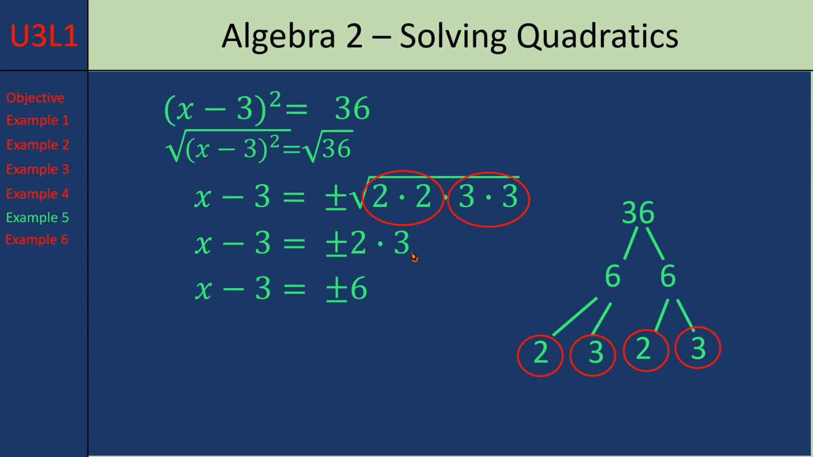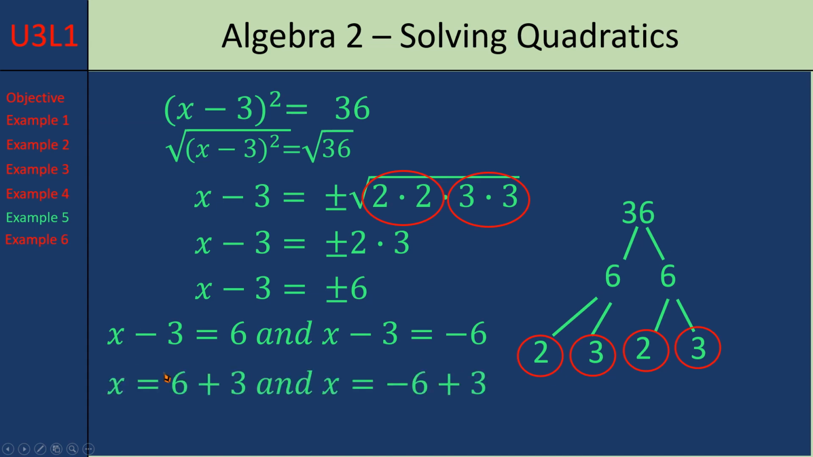Well, this is a little bit tricky right here. If you want to add 3 to both sides, you're basically adding 3 to the positive 6 and to a negative 6. So it looks like this, right? So I'm going to split this up. X minus 3 is equal to 6 and x minus 3 is equal to negative 6. I split this into 2 equations so I can solve for it. Now I add 3 to both sides, right? So x is equal to 6 plus 3, or x is equal to negative 6 plus 3. So x is equal to 9 and x is equal to negative 3.